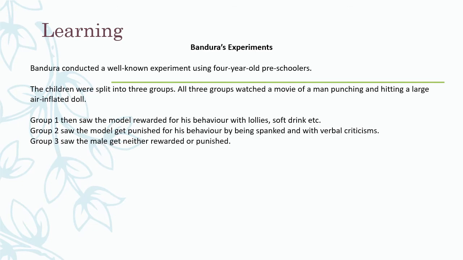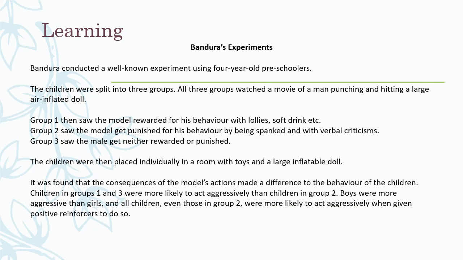Alrighty, so Bandura's experiments, and this is the Bobo doll experiment. So he did an experiment with 4-year-old preschoolers, and they were split into 3 groups. All 3 of them watched a movie of a man punching and hitting a large inflated doll. And this is what's known as the Bobo doll. It's like a big clown, and it bounces back and forth.